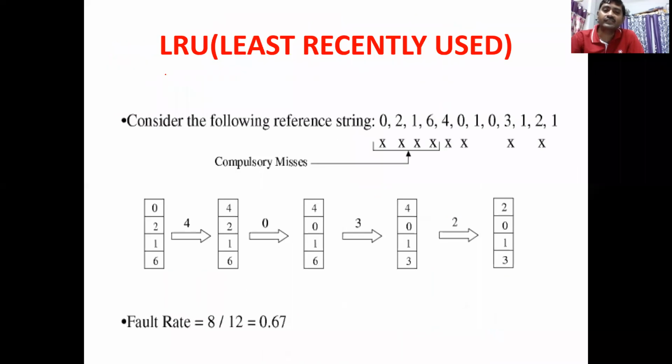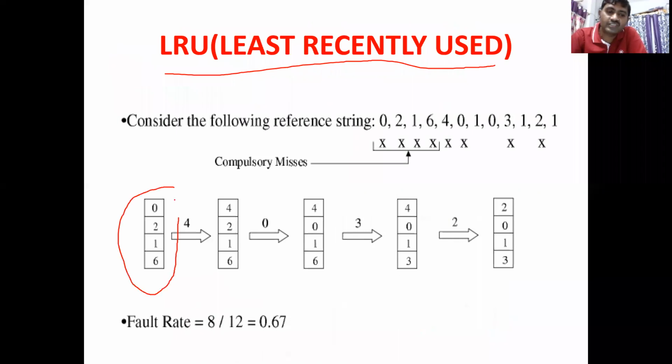And the other one is least recently used. This is another algorithm, least recently used. Here the first step is the same: 0 2 1 6 are entered one by one. The next to be entered is 4. So to enter 4, which is least recently used? All are recently used, but out of them which is the least one? This one, because it entered at the first place, then second, third, fourth. This is recent, right? This is least recent. So 0 is replaced with 4.